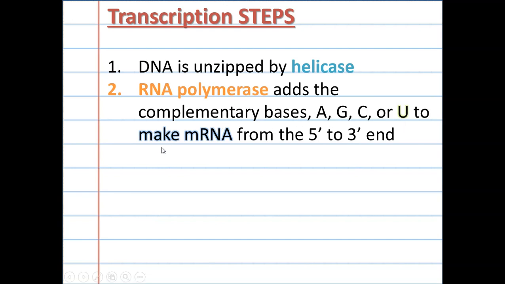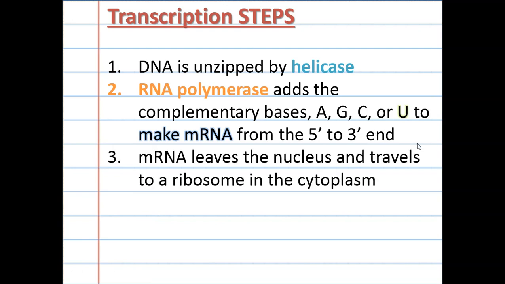So we're going to add those bases that are complementary. We'll go over what that means again in a minute when we do our example, to make the RNA, and we always go in the same direction. It's from the 5 prime to 3 prime end. So we always go from 5 to 3, and I'll show you that when we do our example.